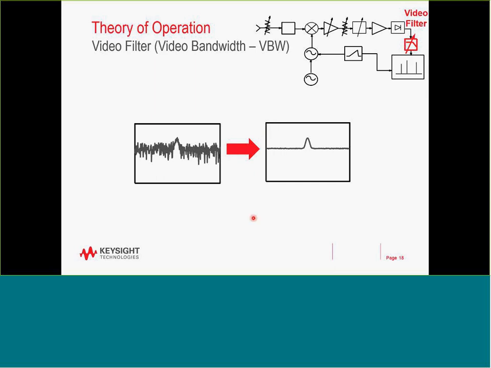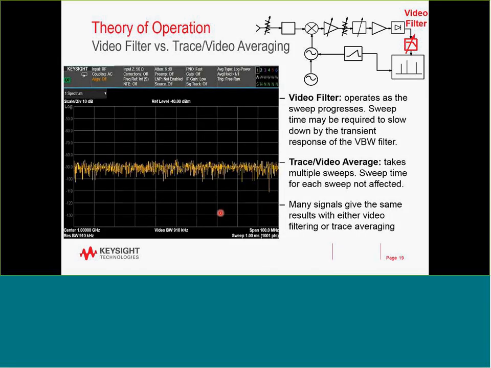So what is the difference between doing an average using trace average, where you capture a trace, then you capture a second one and average the values of them, and as you capture more and more traces, the noise goes down, versus video averaging, which is an average point by point as it is sweeping. That slows down the sweep, but converges to a cleaner trace, and both will give you the same final result.